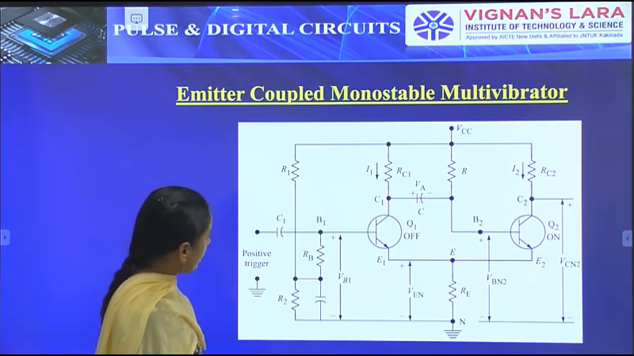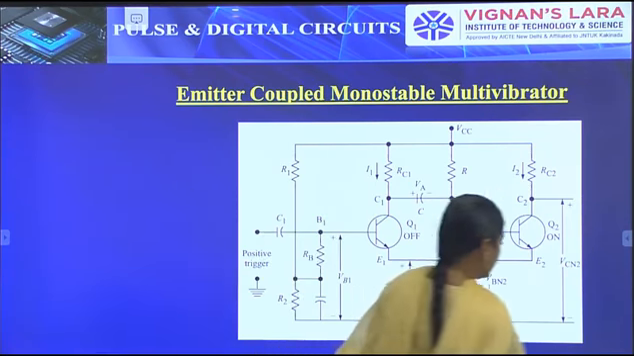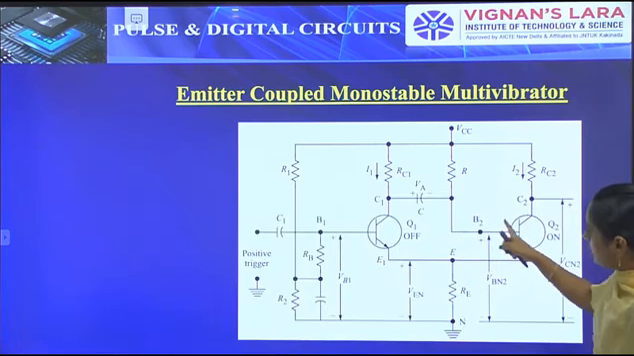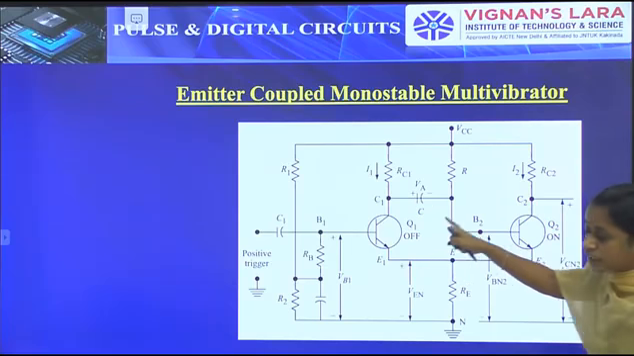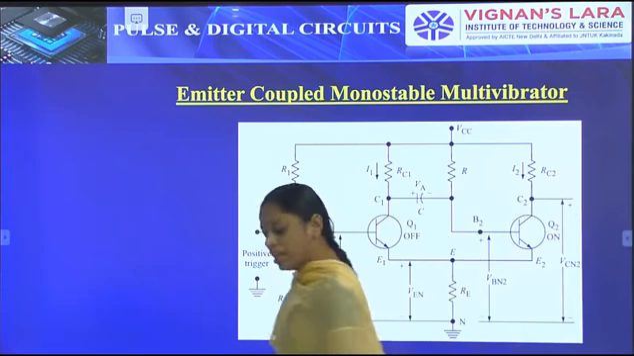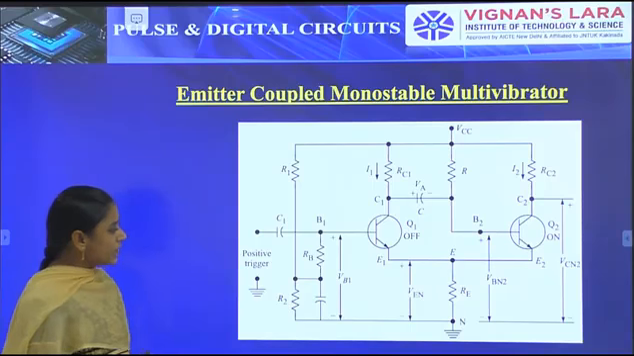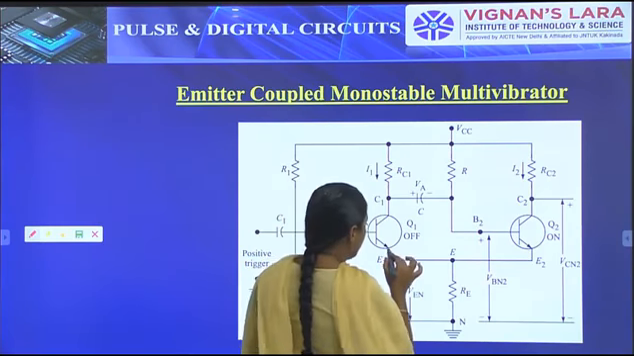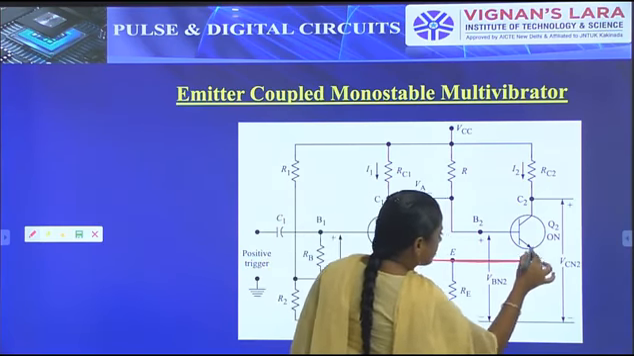The feedback is nothing but the output of transistor Q2 being connected to the input of transistor Q1. But here this concept will be missed. So for the emitter coupled monostable multivibrator the feedback connection will be missed. At the same time, both emitter terminals will be connected with the resistor RE. So this one provides the feedback simply.